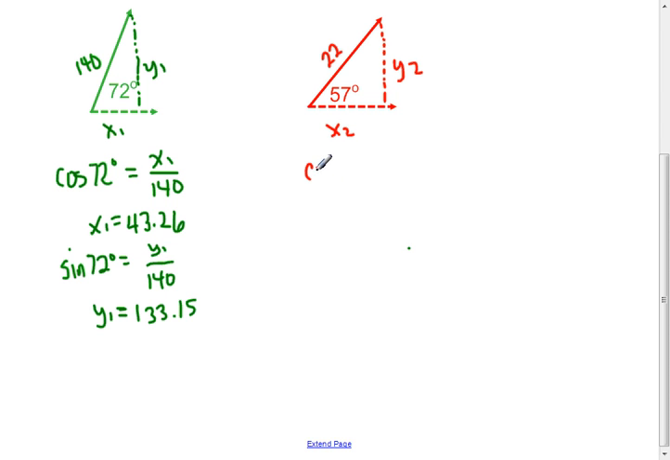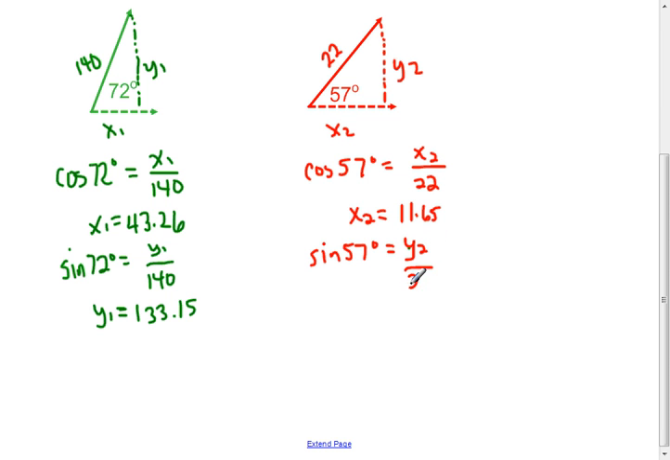Alright, so cosine of 57 is adjacent over hypotenuse. So we take 22 times cosine 57, and we get the x component of this one is 11.65. Alright, and then to figure out the y component, we're going to be using sine, and that's because we're doing opposite over hypotenuse again. So it would be y2 over 22, multiply by 22 on both sides, and we get y2 equals 18.66.